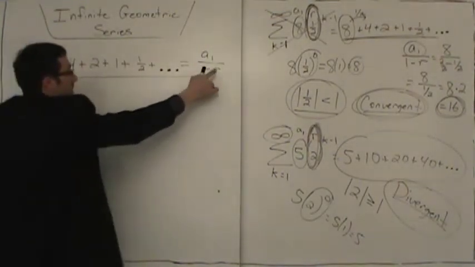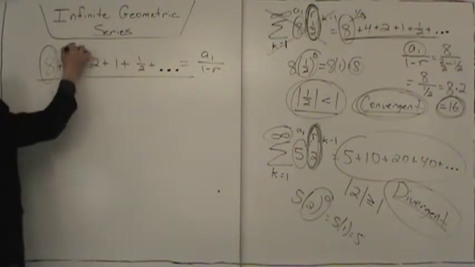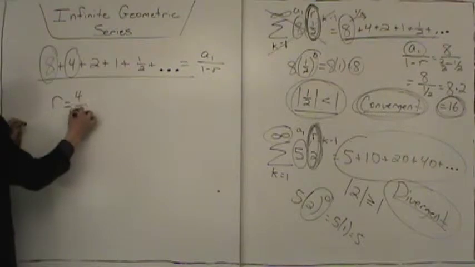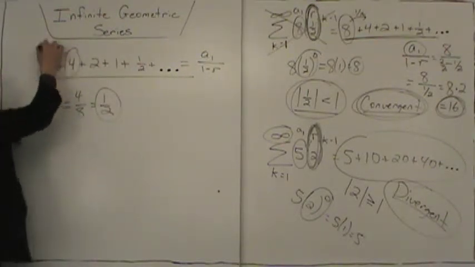Now, what else do we need to know? We need to know r. And how do we find r? Reminding you, we take what? The second value and divide the first. So we take 4 divided by 8. What do we end up with? 1/2. So our r value is 1/2, and our a sub 1 value is 8.